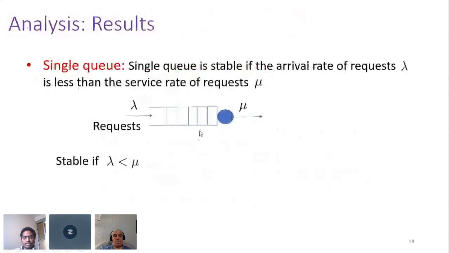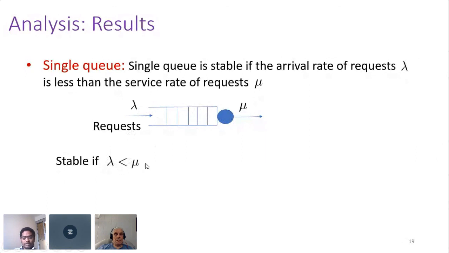Now suppose we focus on a single queue. Suppose the server is able to process requests at the rate of mu, and requests are arriving at rate lambda. Then, in order to stabilize this queue, the necessary condition is that lambda should be strictly less than mu.